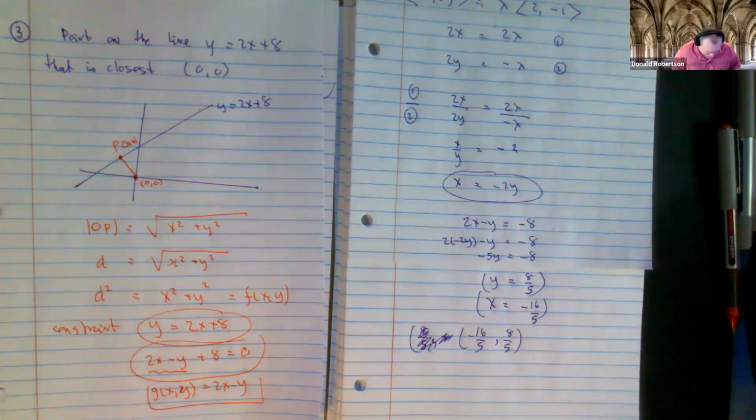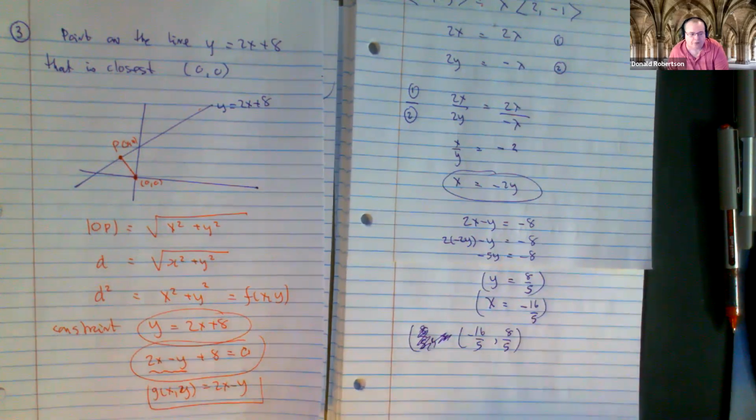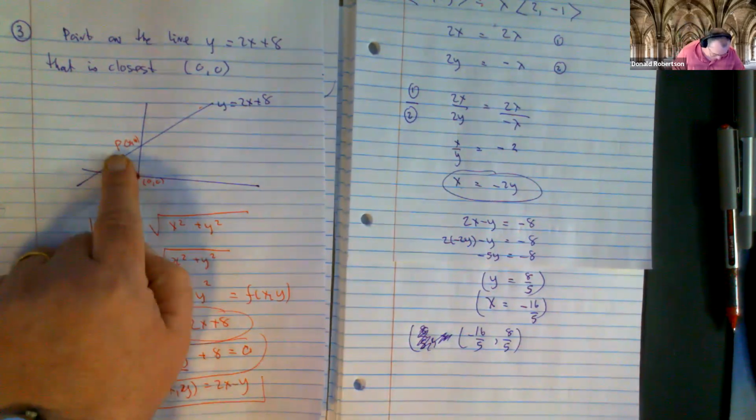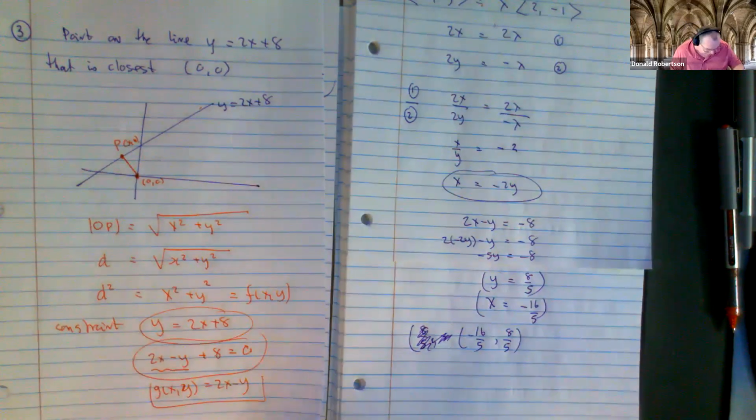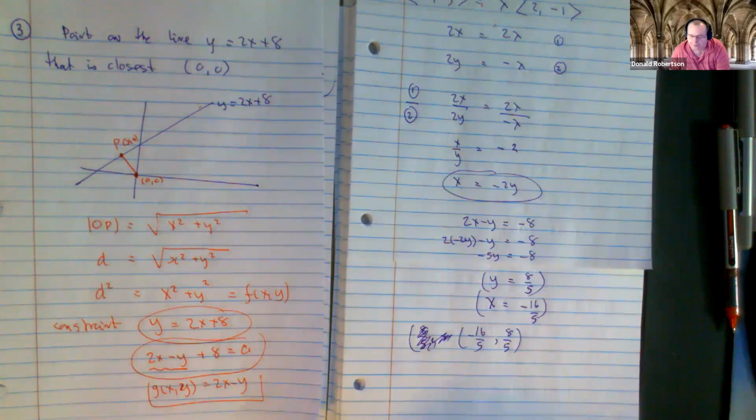And in this question, that's all they wanted to know. So this guy up here has an x coordinate of -16/5 and a y coordinate of 8/5. And that kind of looks about right when you see the thing. Are we good with that question?